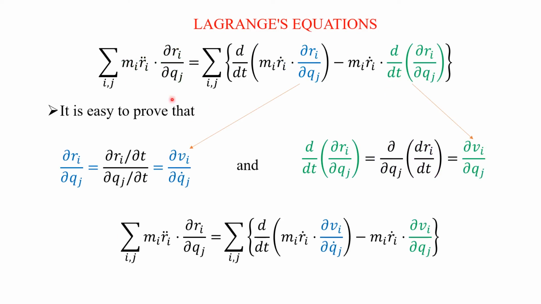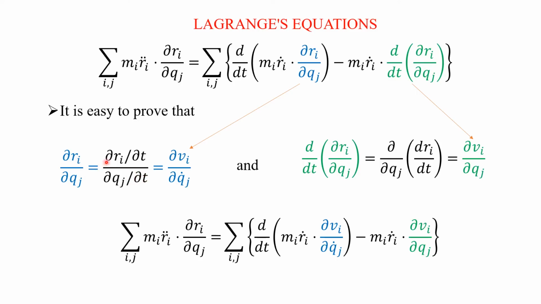Now we will do the further simplification. Finally, we arrived at this expression. Just take this partial derivative term, partial ri over partial qj. It can be written as, that is, you are dividing this by partial d by here, also partial d.